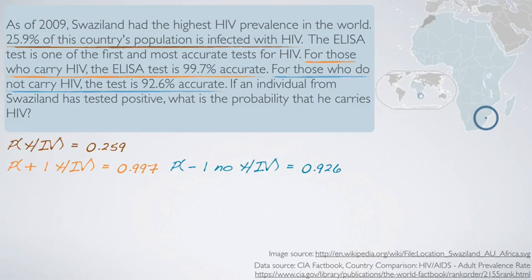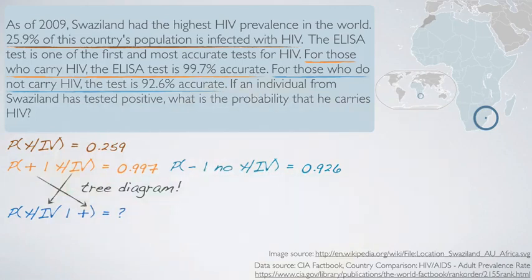The question says, if an individual from Swaziland has tested positive, what is the probability that he carries HIV? So what we know is that the person tested positive, and we're looking to see the probability that they have HIV. What we can see here is that we're asked for a conditional probability and the condition has been reversed from one of the things that were given. And we should really think about a tree diagram in this case.